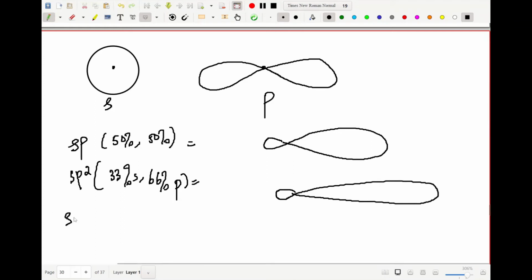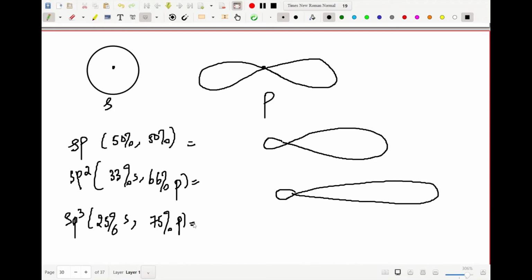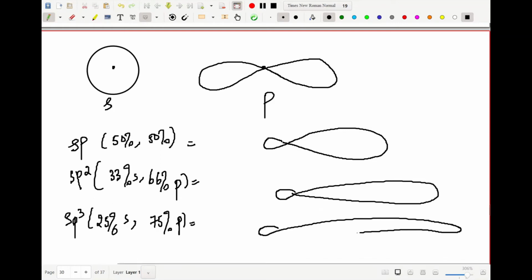Whereas my sp3 orbital is going to have only 25% s character and 75% p character, which means it is going to be very slim and trim and less fat. Okay, so it's going to be somewhat like this. So this is what my sp hybridized orbital looks like. It's 50% s and 50% p.